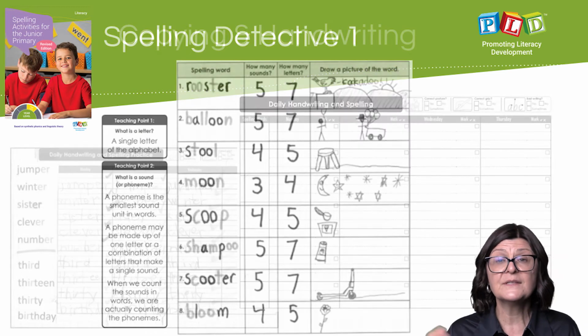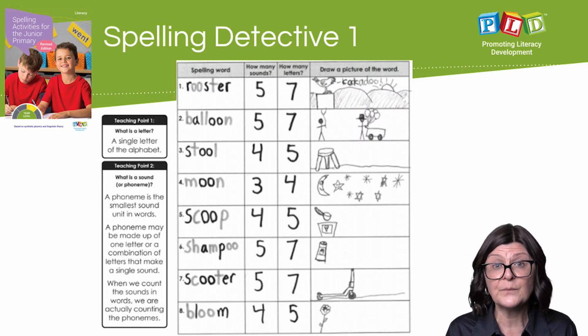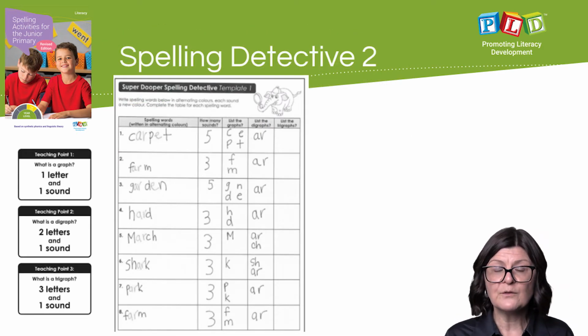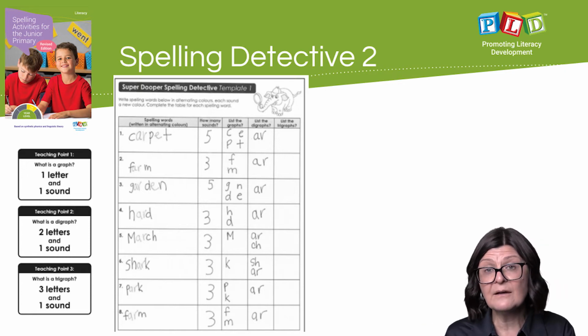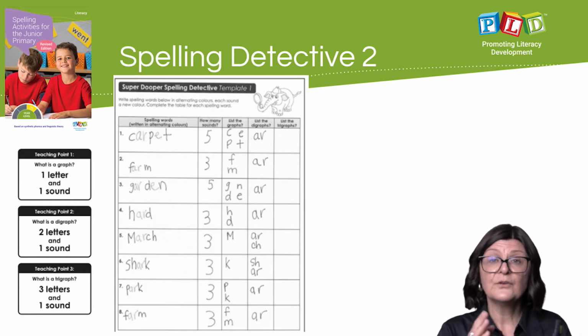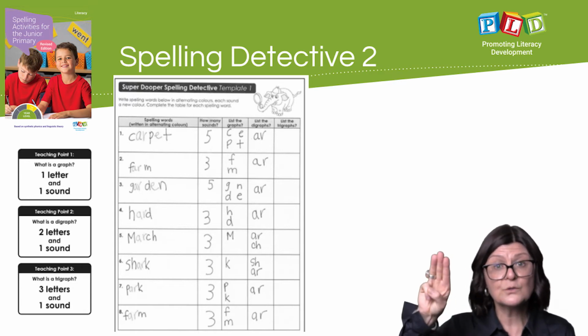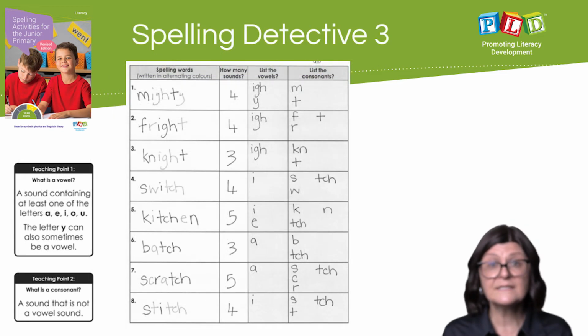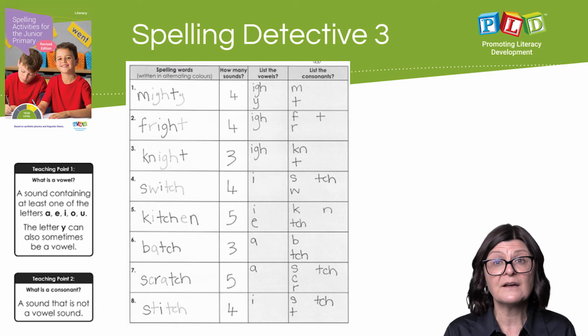The spelling detective tasks are very popular. Rewrite the words in alternating colours, how many sounds, how many letters, and illustrate the meaning of the word. Spelling detective 2, rewrite the words in alternating colours, how many sounds, and then identify the graphs, the digraphs, the trigraphs, and if there's any quadgraphs there. Spelling detective 3, rewriting the words in alternating colours, how many sounds or phonemes, and then identifying the vowels and consonants contained within those words.